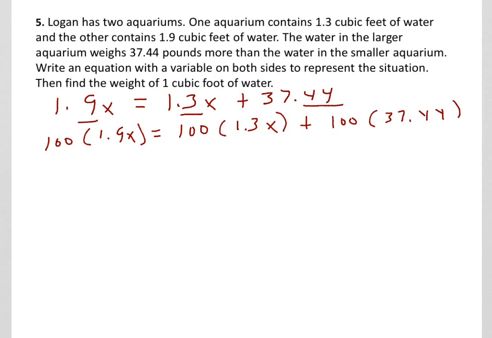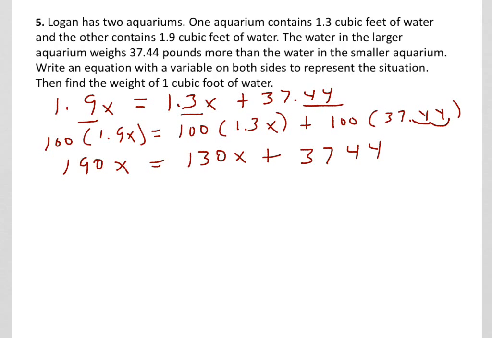Okay, so let's take a look. If I multiply 1.9 times 100, I know I'm going to have 100, and 0.9 of 100 is 90, so 190x is equal to, same thing here, 1 times 100 is 100, and 0.3 will give me 30, so that's going to be 130x plus, and if I just multiply this times 100, I'm moving my decimal 2 places over, and I'm winding up with 3,744.